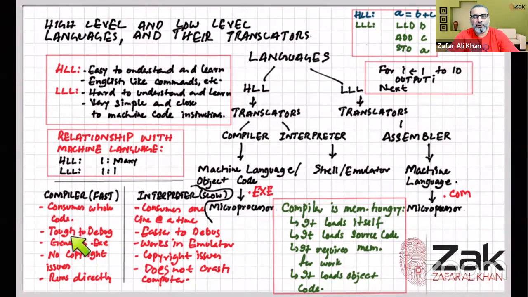It is tough to debug. What does it mean debug? We will discuss about it later, but let's have an idea of it. Debug is basically bug. The word bug is used for any flaw, error in the source code which is not letting it execute, or if it is being executed, the result is not as we expected.